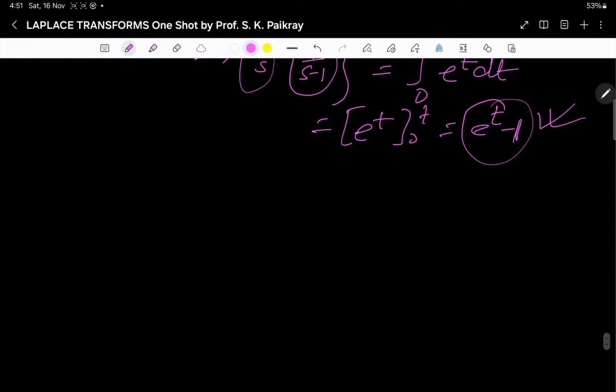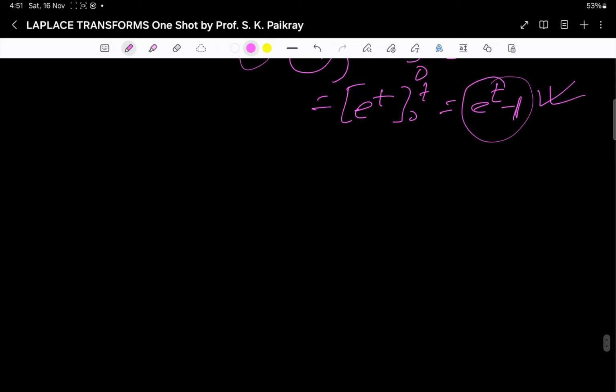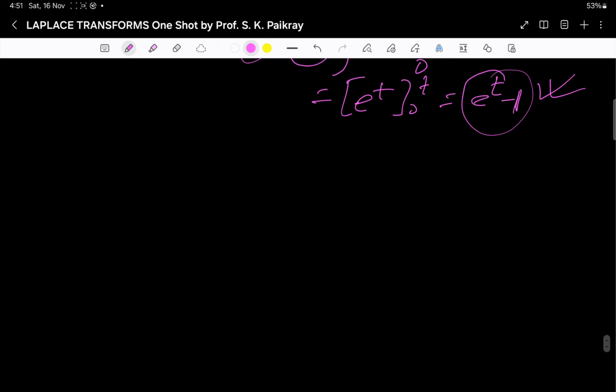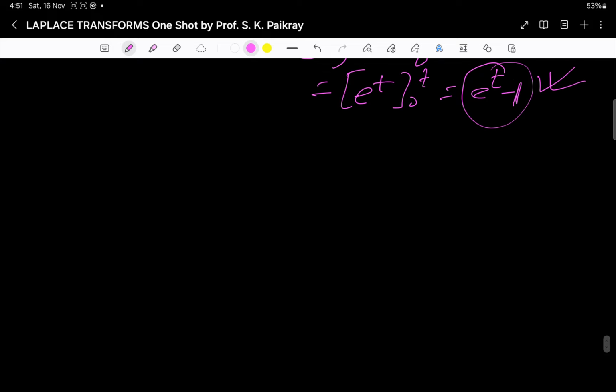In many complicated cases the inverse is better done by convolution once you know the result, otherwise the integration will be lengthy. The partial fraction method is advisable in many cases. For details you refer to my lecture 6.